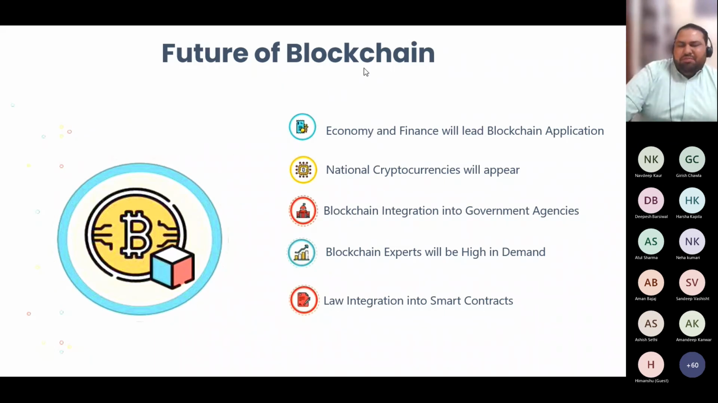So, future of blockchain. The economy and finance sector will lead blockchain applications in the coming time. And the next one is that national cryptocurrencies will appear. Currently, various countries have adopted Bitcoin as their cryptocurrency. If I take an example, Central African Republic, Kenya and Nigeria have accepted Bitcoin as their currency.